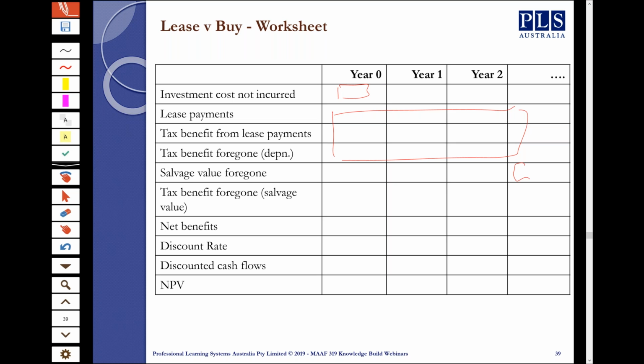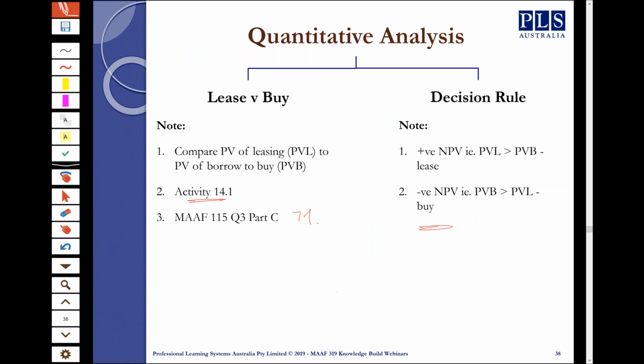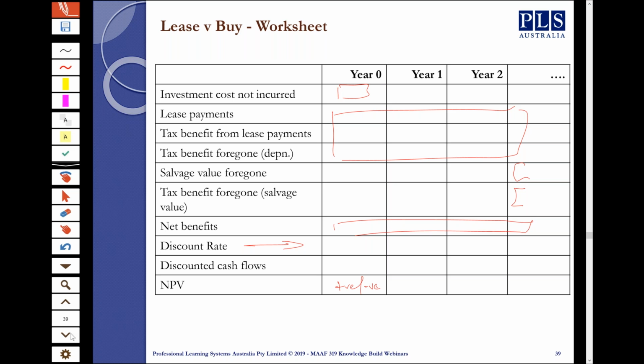You'll then have a tax benefit foregone on the salvage value. Pick up on your net benefits. Apply your discount rate again. Get your discounted cash flows and get an NPV. Is this a positive or negative NPV? That will determine which path you are following in terms of your decision. If it's positive, present value of leasing is greater than your present value of borrowing to buy, so you would lease. So let me illustrate that in brief if I can.